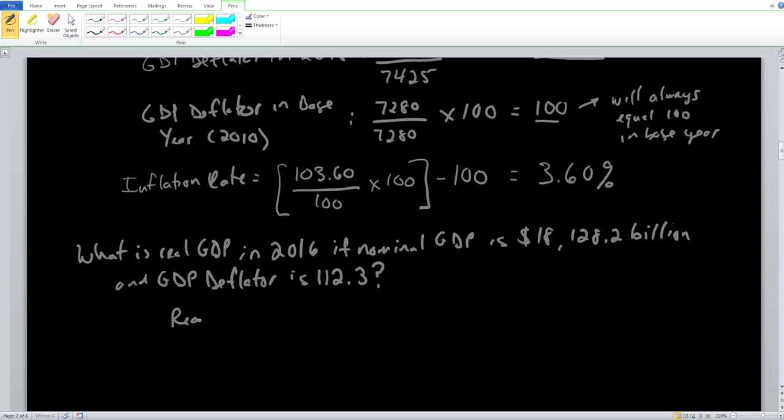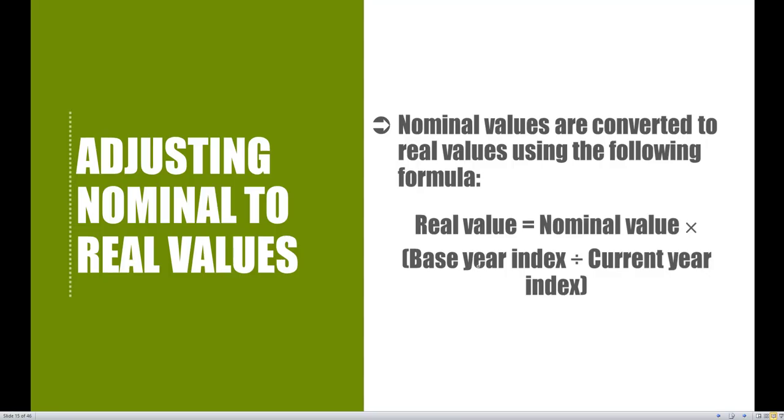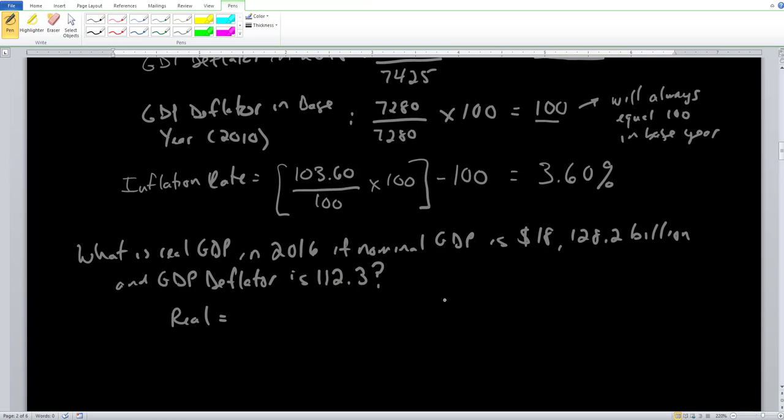So use that formula that we just saw. The real equals the nominal times the base year index divided by the current GDP deflator index. So here, nominal times base year index divided by the current year index. Do we have a nominal value? Yes, absolutely we do. It's that 18,128.2. So here, that nominal GDP is 18,128.2 billion. Next, we need to go ahead and figure out the base year index and the current year index. Well, we have a current year index, which is 112.3.